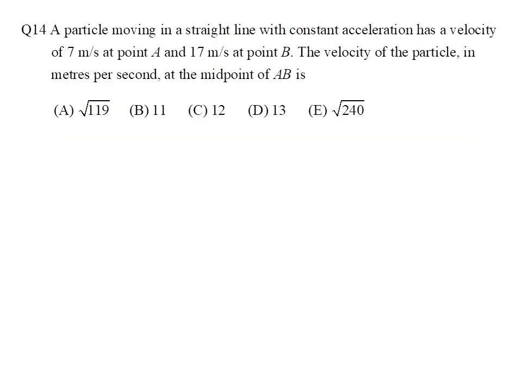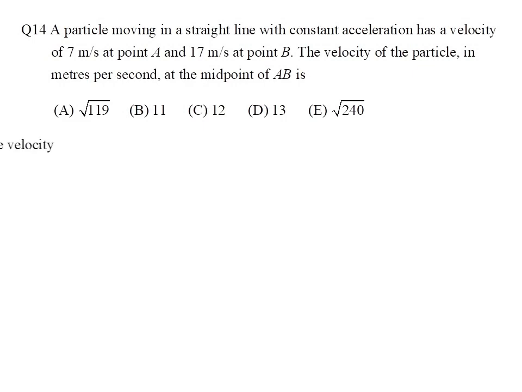In question 14, a particle moving in a straight line with constant acceleration has a velocity of 7 meters per second at point A and 17 meters per second at point B. The question is to find the velocity of the particle at the midpoint of AB.